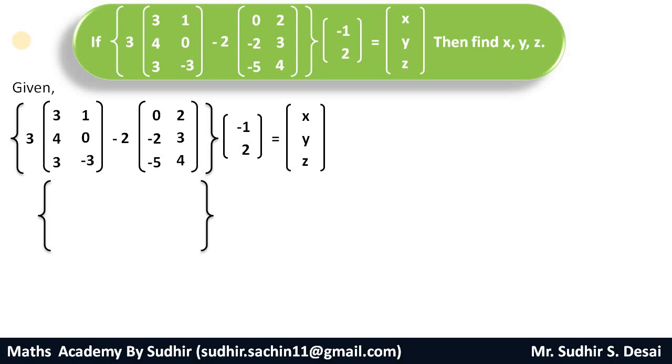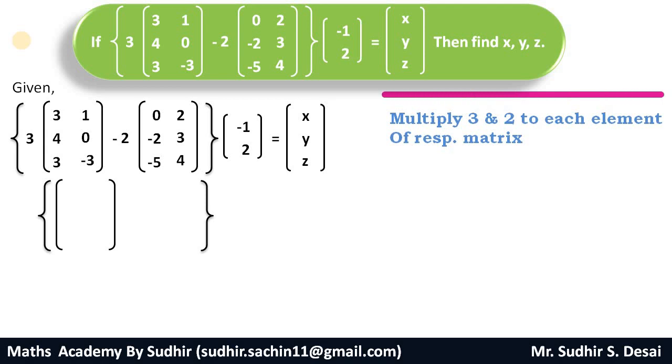What we can simplify in it, we can multiply 3 and 2 to each element of the respective matrix. So let us multiply first 3 to each element of the matrix. So 3 into 3, 9, 3 into 1, 3, 3 into 4, 12, 3 into 0, 0, 3 into 3, 9, 3 into minus 3, minus 9, correct.